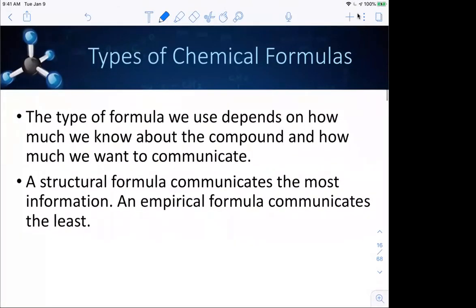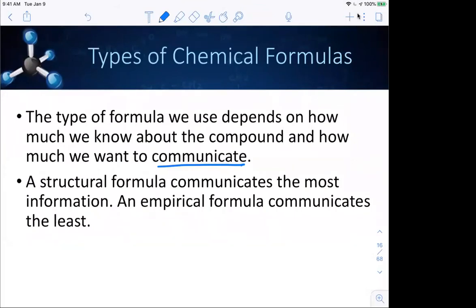Now, the type of formula we use depends on how much we know about the compound and how much we want to communicate. Structural formulas communicate the most information, and empirical formulas communicate the least. Empirical formulas really don't give us much, but we're going to see I can use an empirical formula and other experimental data in order to figure out what my molecular formula is.